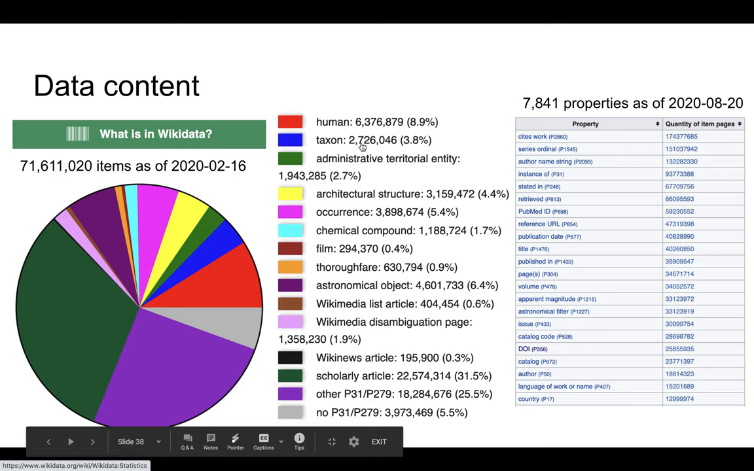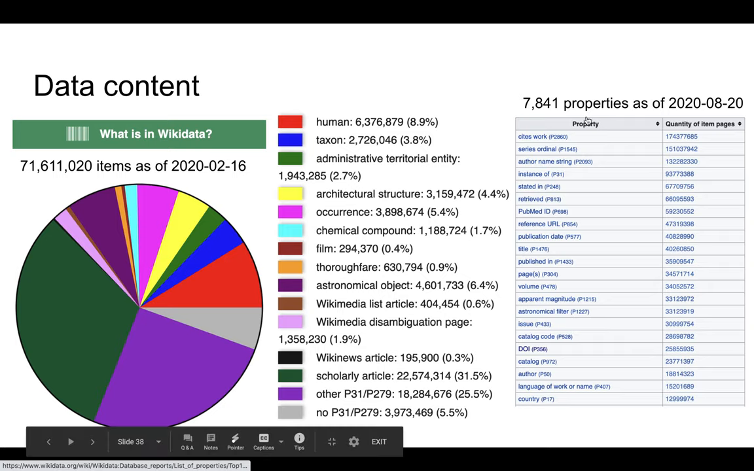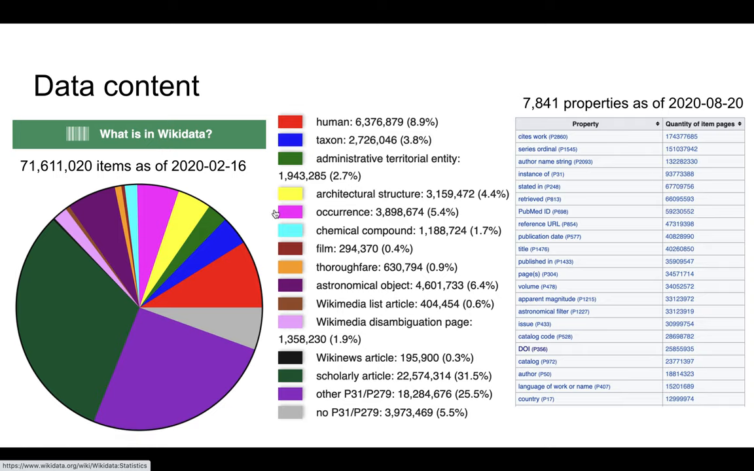So the items are linked to additional information via properties to form sentences of the form item, property, and something else. And the properties that are available for these purposes are about 8,000 at the moment that are used these many times. Altogether, Wikidata currently has approaching 90 million items, that is concepts that are annotated with some of those properties.